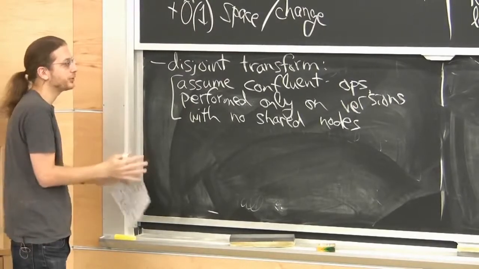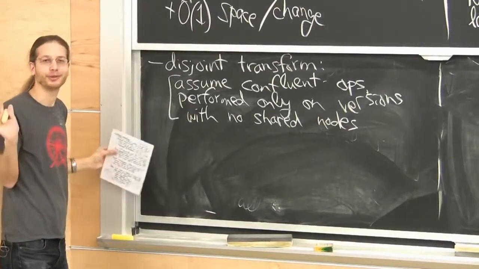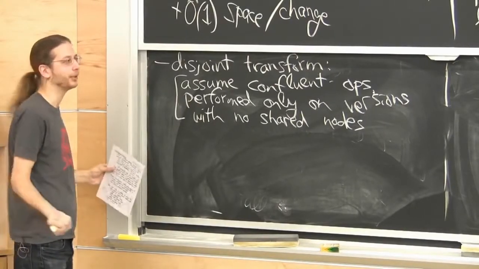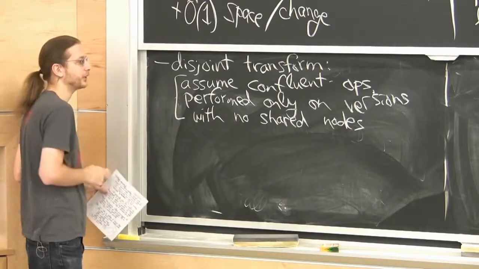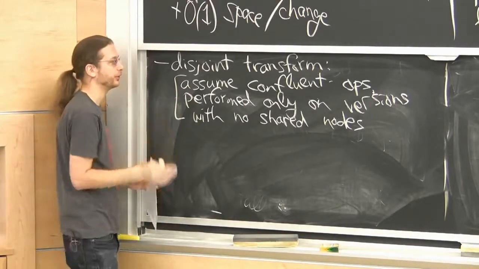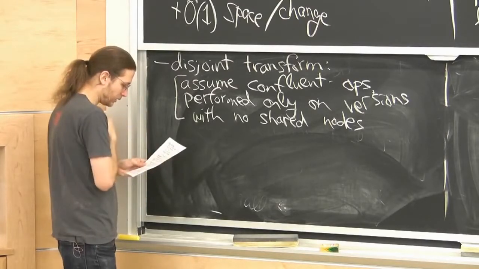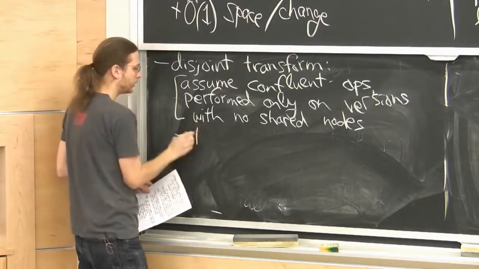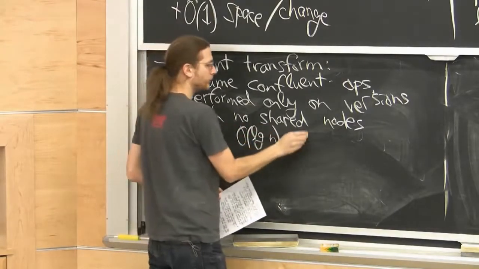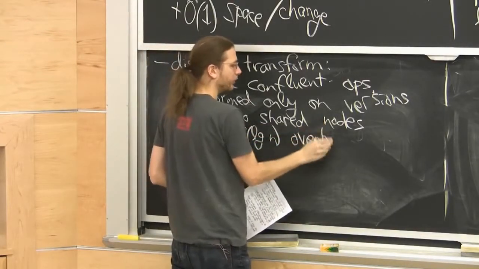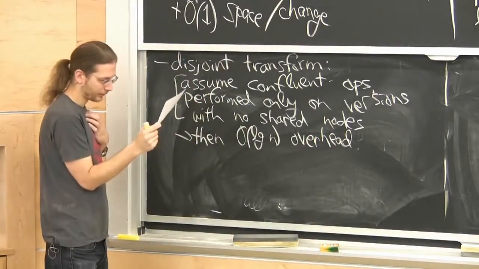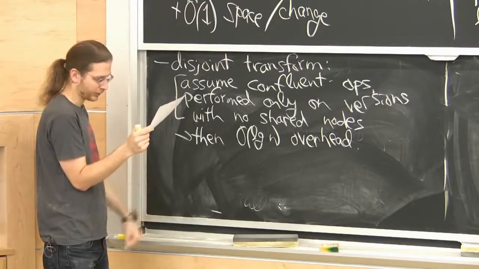If you try to, who knows what happens. Behavior is undefined. So it won't tell you, oh, those two versions have this node in common, you've got to make a second copy of it. So somehow you have to guarantee that confluent operations never overlap, but they can be reordered. Then you can get order log n overhead. N is the number of operations. I have a sketch of a proof of this, but not very much time to talk about it.